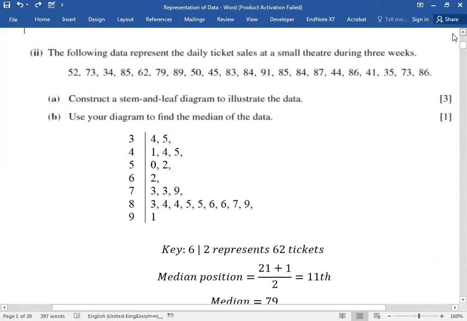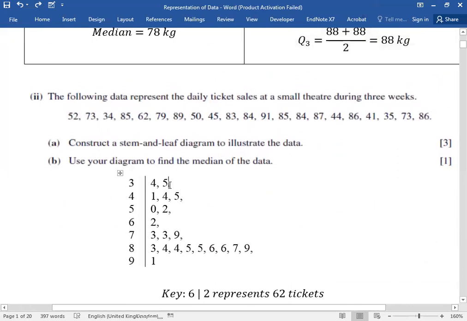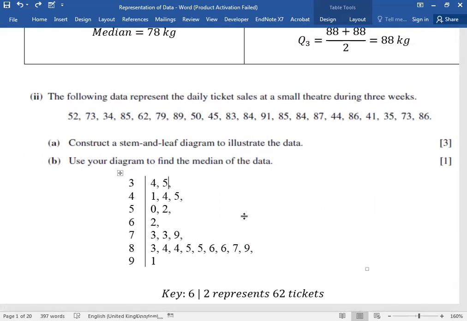Okay, now can you find the median of this data? I've already made the stem and leaf diagram. How many readings do I have? Read the question. Sometimes the readings are also mentioned in the question. I've told you, read the question.